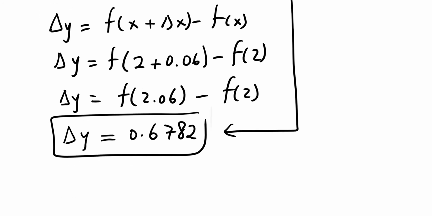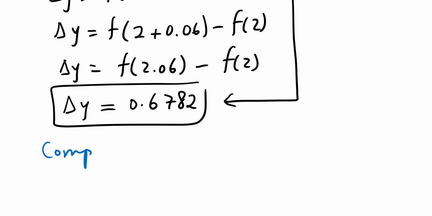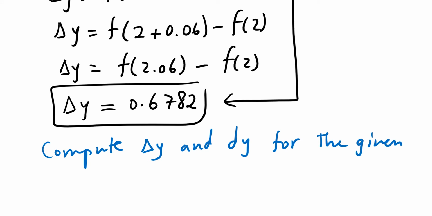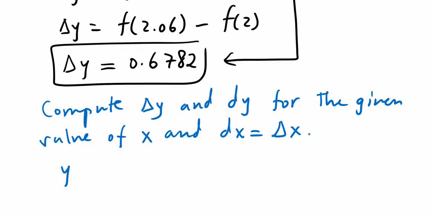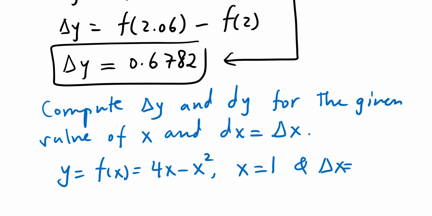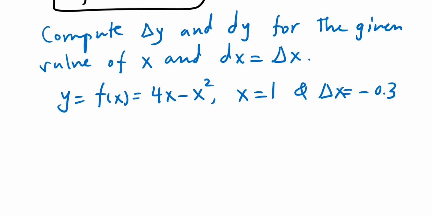We can take a look at another example. Compute delta y and dy for the given value of x, and to remind you, dx and delta x are the same. So the function is 4x minus x squared, x equals 1, and they give us delta x of negative 0.3. So let's see how that works here.